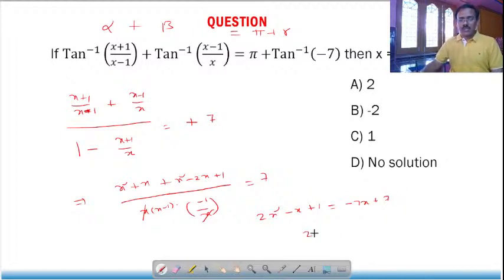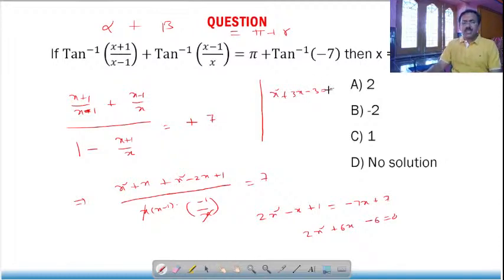So that, friends, 2x square plus 6x minus 6 equal to 0. You just get a quadratic equation, friends. x square plus 3x minus 3 equal to 0. You just check whether any real root is possible in the options. Accordingly, you can identify the answer. You just check whether your calculation is correct or not.